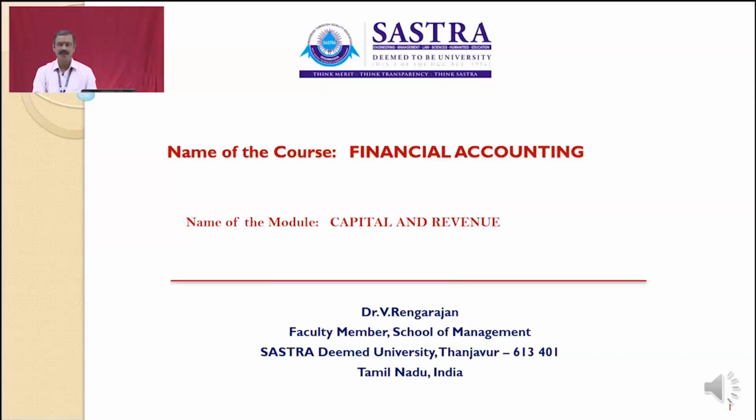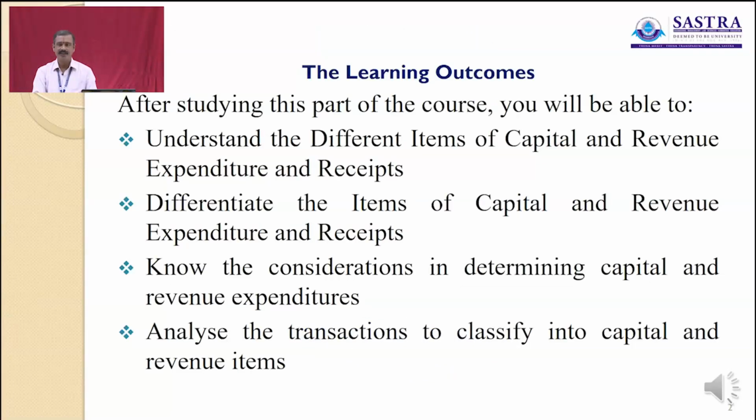At the end of this course, you will be able to know the considerations in determining the capital and revenue expenditures. And also you'll be able to understand the different items of capital and revenue expenditure and also the receipts. You will be able to differentiate the items of capital and revenue expenditure as well as the receipts. You will be able to analyze the transactions that are to be classified into capital and revenue items, identifying the items that are involved in the business.